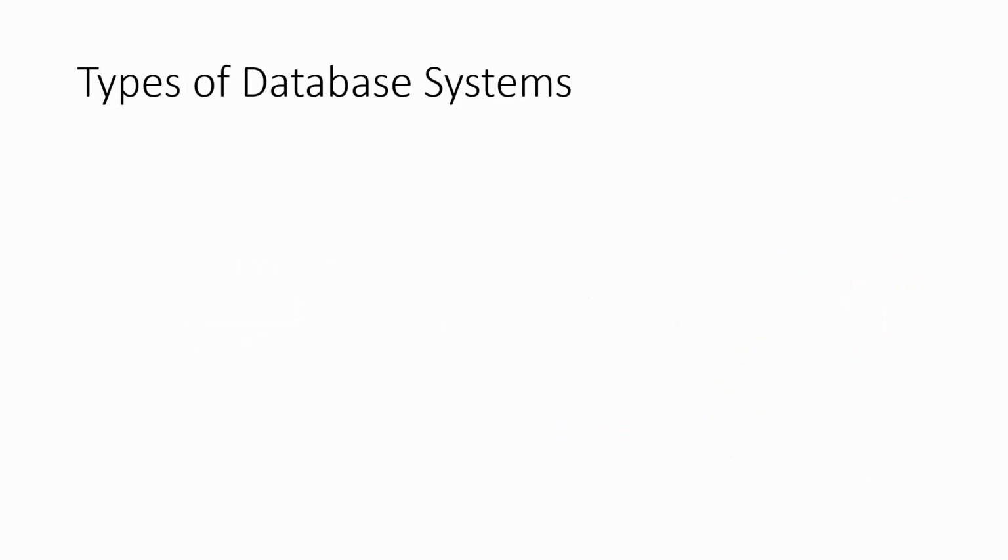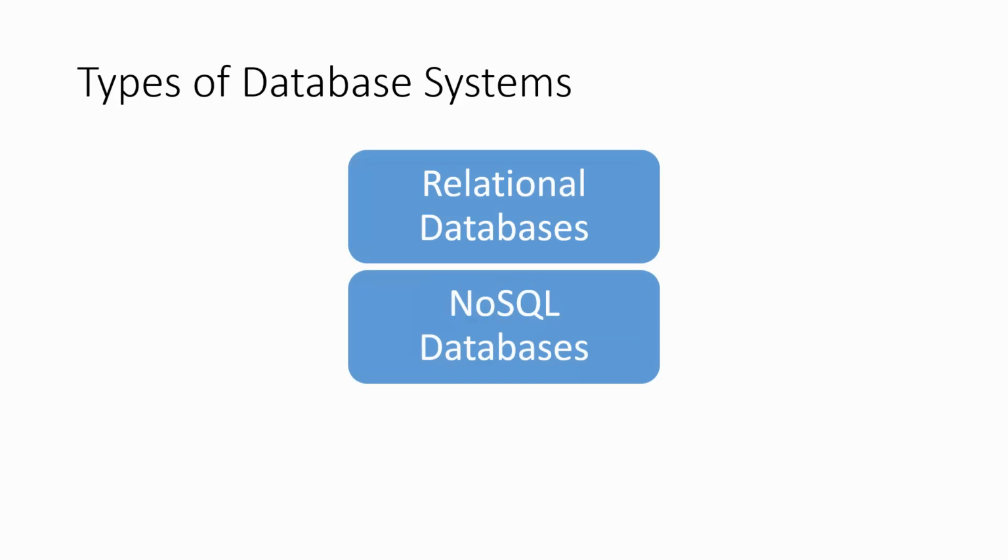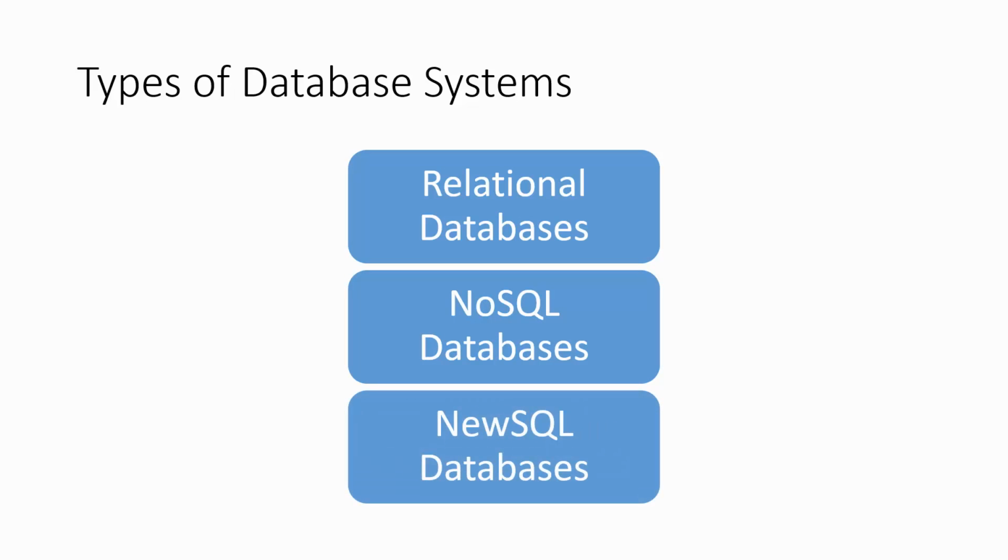So to recap, these are the main three types of database systems that you need to be aware of. We have the traditional relational databases, we have NoSQL databases, and then we have NewSQL databases.